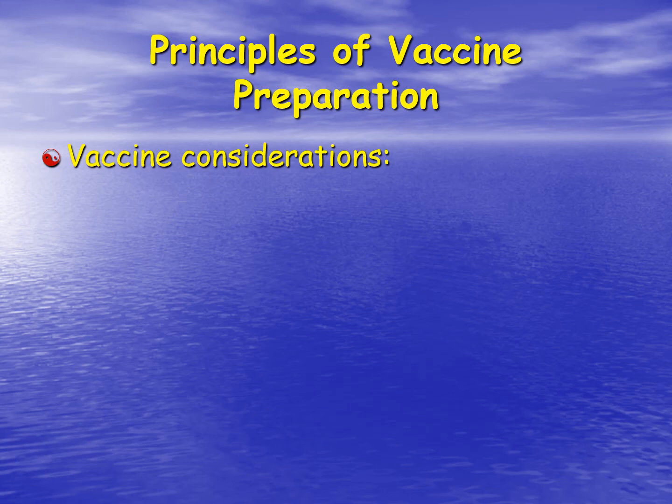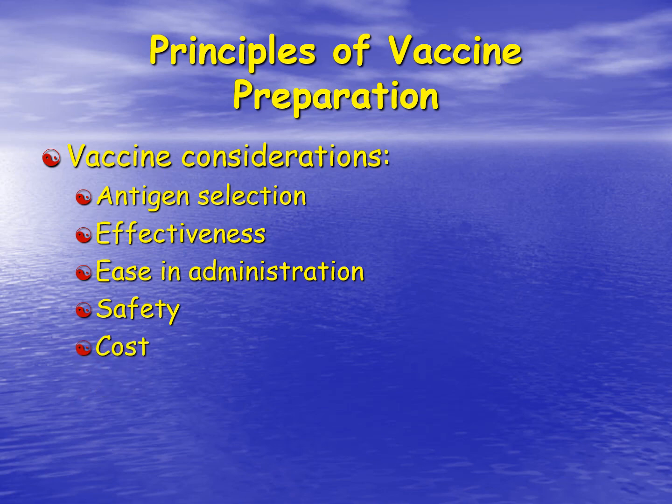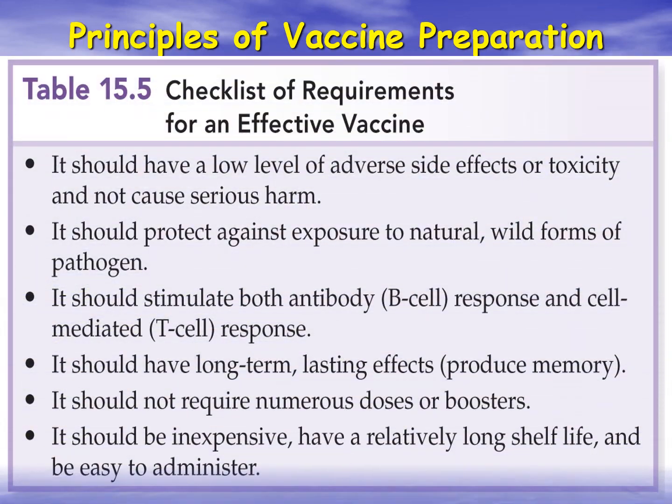So, when we make vaccines, what do we have to consider? Well, one, are we choosing the correct antigen? How effective is the antigen going to be at producing an immune response in the patient that receives the vaccination? How about ease of administration? What about safety concerns? And this is probably one of the biggest issues that we have in vaccination considerations. And certainly the cost. So here's a checklist for an effective vaccine.